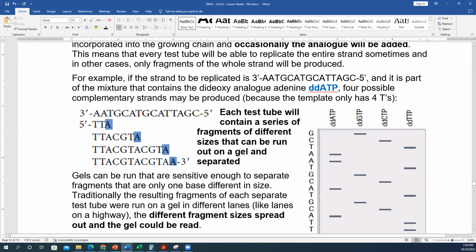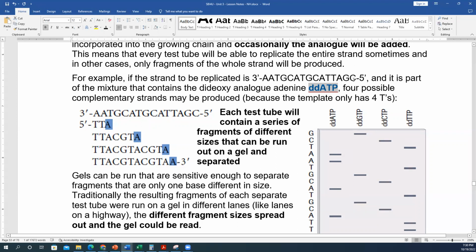This one, for example, will be your A tube. In this one, you will also add a very low concentration of ddATP. This is that analog that's missing the OH from the 3' carbon.